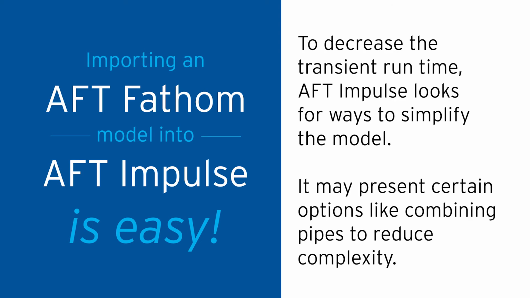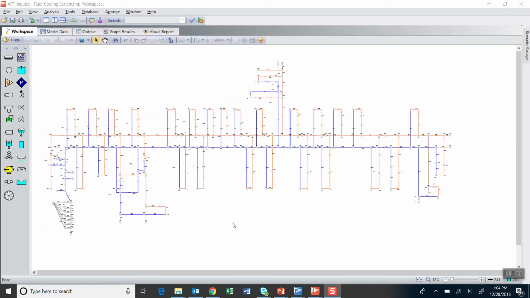To decrease the transient runtime, Impulse looks for ways to simplify the model and may present certain options, such as combining pipes in order to reduce complexity. After opening the model in Impulse, it is instantly clear that Fathom and Impulse share a very similar interface, though additional windows and tabs are now available for the transient run. You can see that certain junctions that were there in Fathom but are not applicable in Impulse have been removed, and additional junctions have been added to assist with analyzing different surge mitigation options.